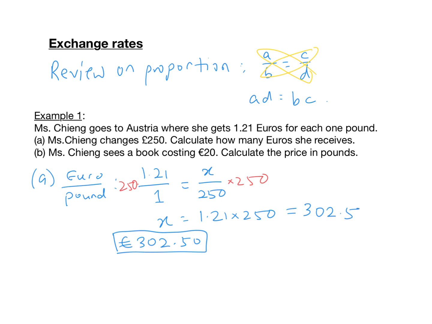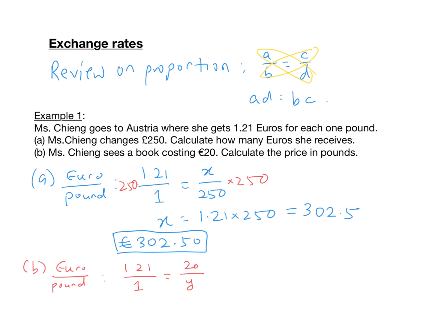Now for part B, Miss Jane sees a book costing 20 euros. Calculate the price in pounds. So for part B, I set up the proportion again, euro and pounds. So we know that it's 1.21 over 1. And what we want to know right now, I'm going to put the unknown in the denominator. I'm going to call it y, and then this is 20 here.